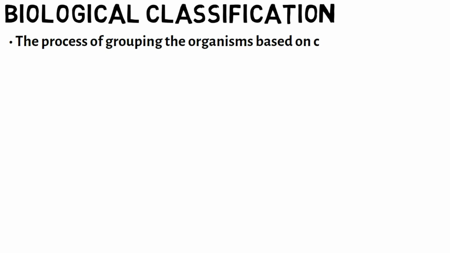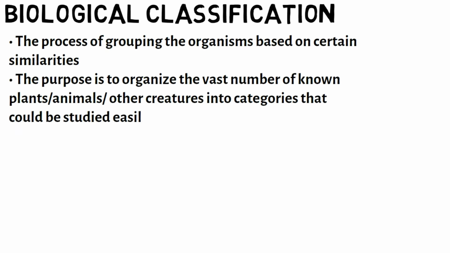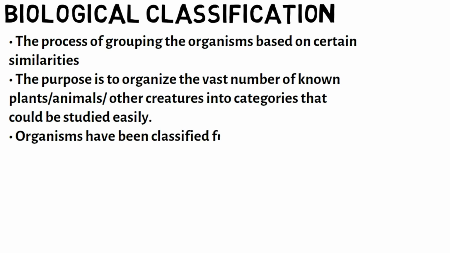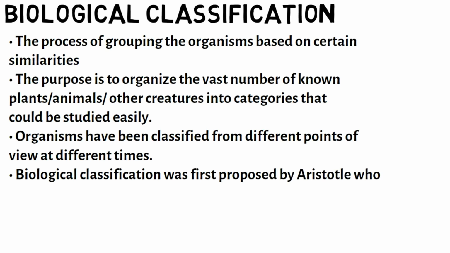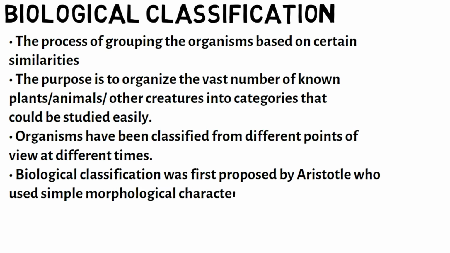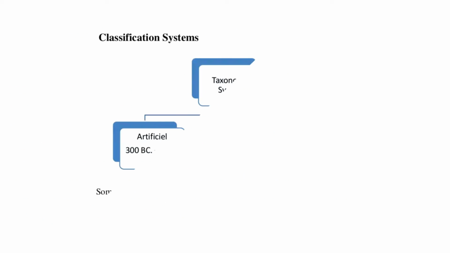Biological classification is the process of grouping organisms based on certain similarities. The purpose is to organize the vast number of known plants, animals and other creatures into categories that could be studied easily. Organisms have been classified from different points of view at different times. Biological classification was first proposed by Aristotle, who used simple morphological characters to classify animals.